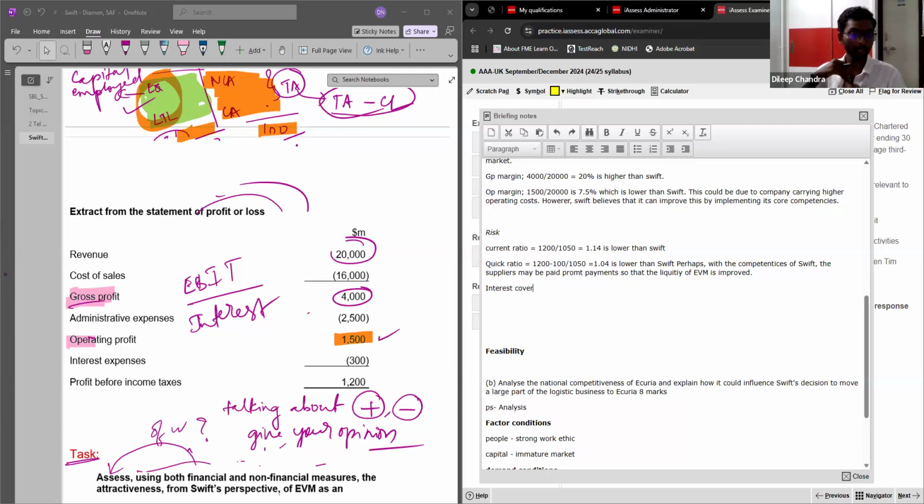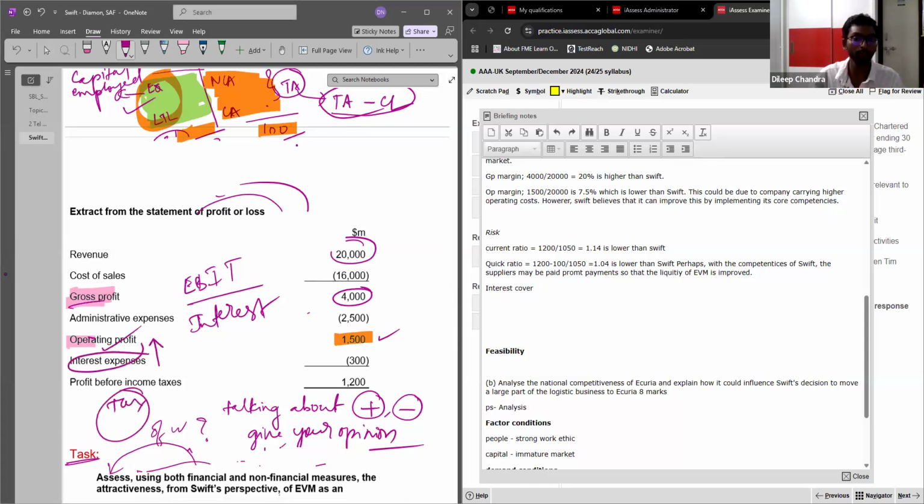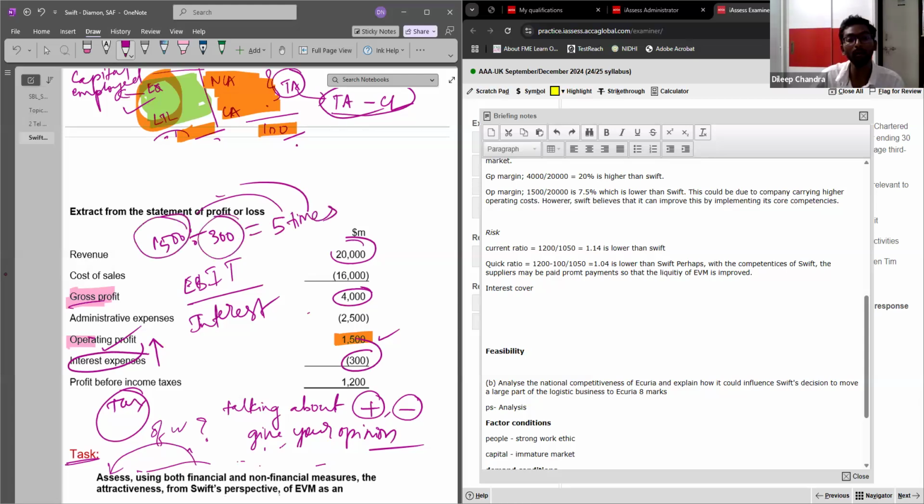Earnings before interest and tax. Interest and tax is not given. So we need earnings before interest, so we can take operating profit, right? So 1500 divided by how much is the interest expense they paid? 300. So this is 5 times, right? So with the earnings that you have, you can pay off your interest 5 times, right? So this is interest cover. So interest cover is 5.